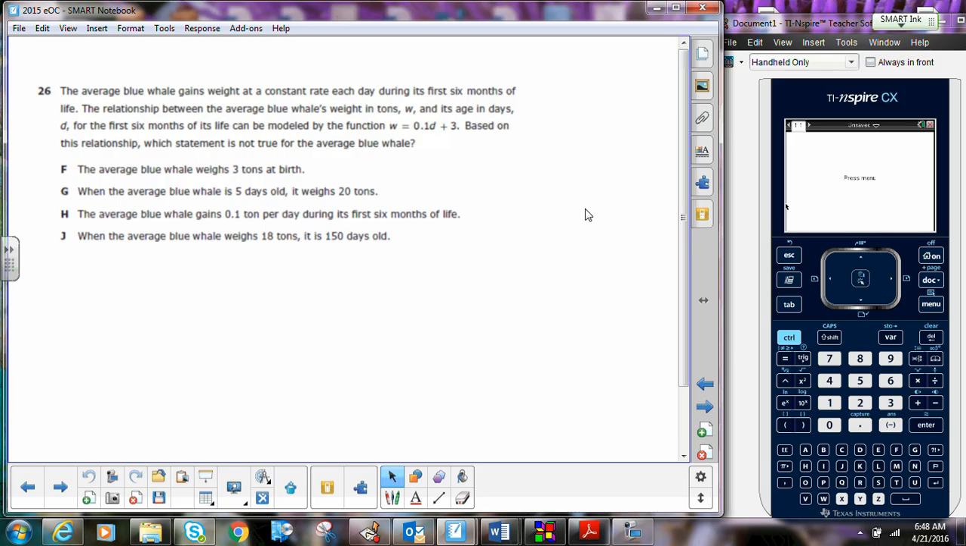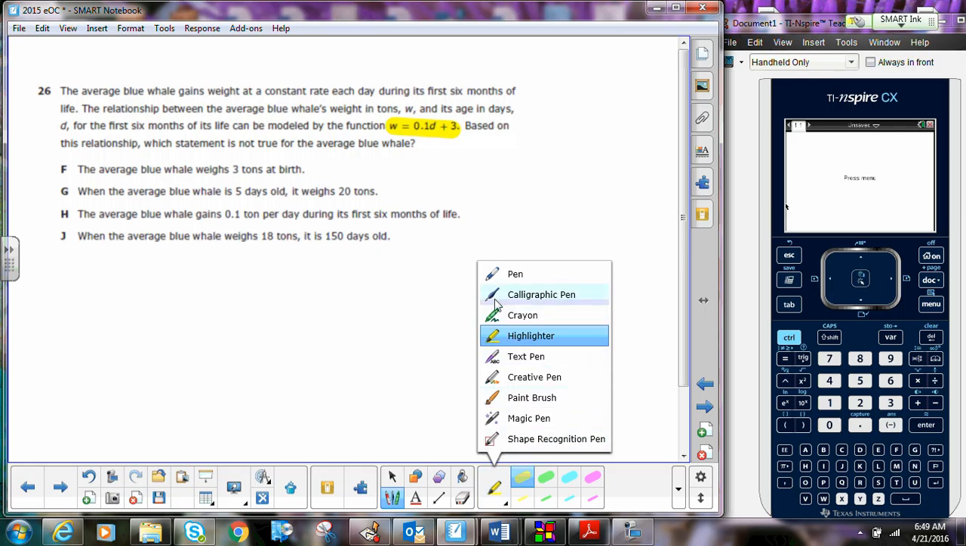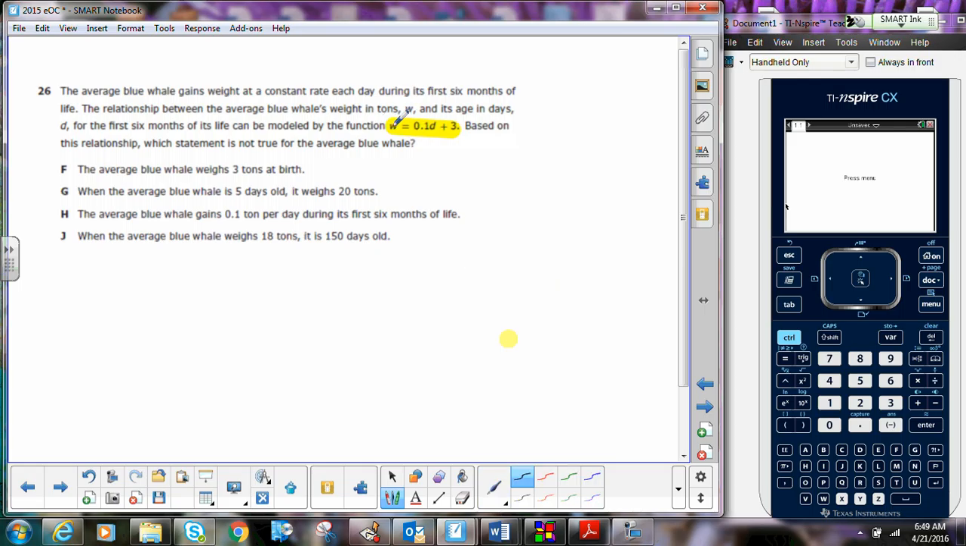So even before we start solving, before we start just doing our math, let's highlight what they want from us and what this problem is about. Always remember to highlight the most important information. The most important information: I see a linear equation. W represents the weight in tons, D represents the number of days, and this equation represents the weight versus day for the first 6 months.